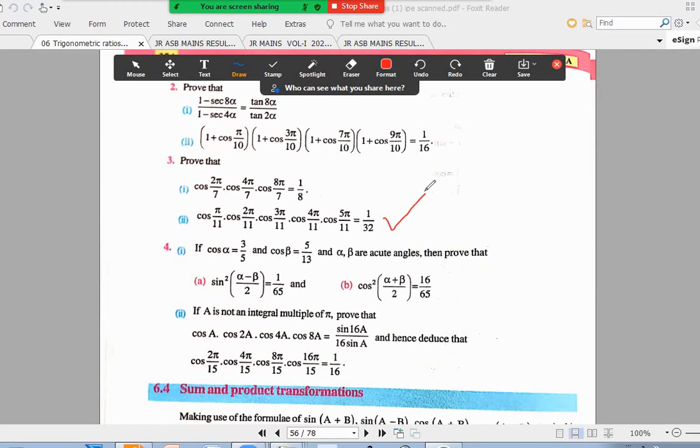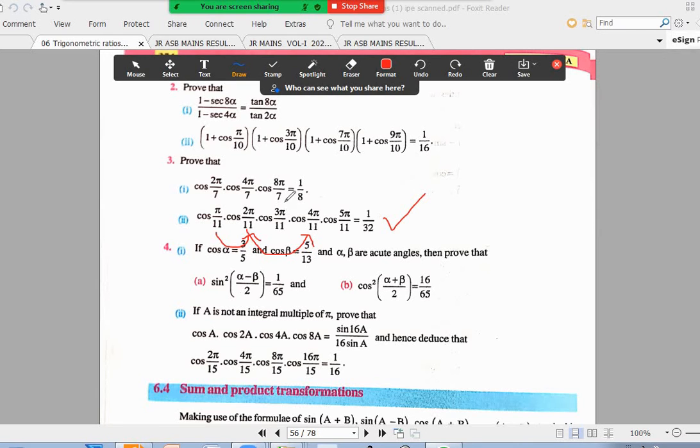This is also like the previous question, but you may not see that clearly. What is double of pi by 11? 2 pi by 11. Double of 2 pi by 11? 4 pi by 11. So what do I expect next to come? 8 pi by 11, double of 4 pi by 11.